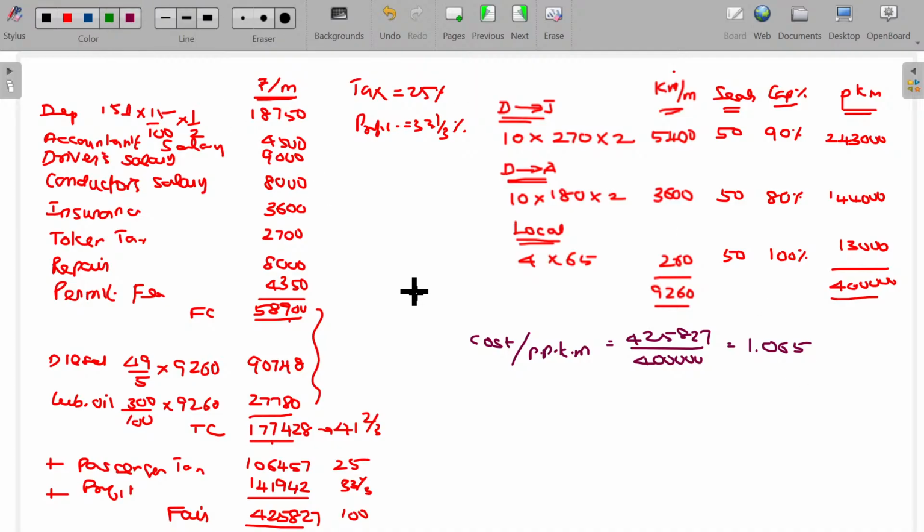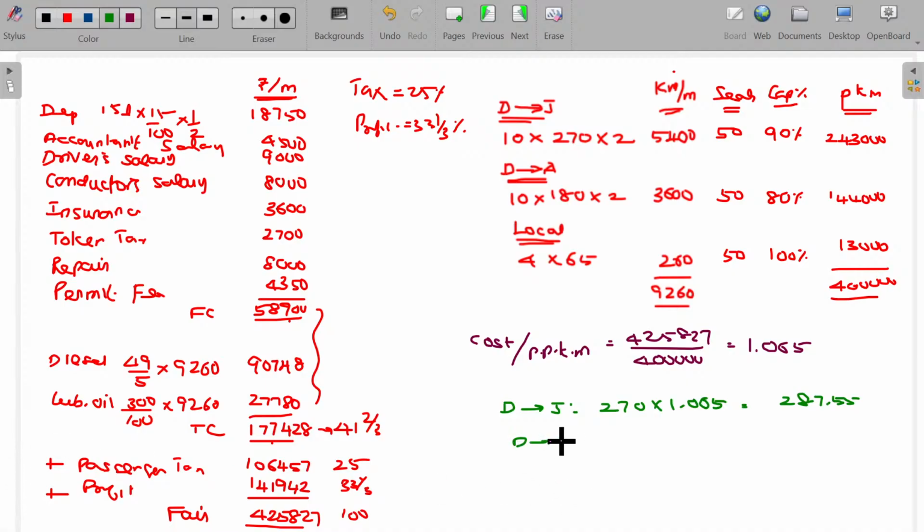Find out the tariff for traveling Delhi to Jaipur. How many kilometers are there? 270 kilometers. Per kilometer, it costs us 1.065 per passenger. 287.55 will be the bus fare that can be fixed for a passenger.